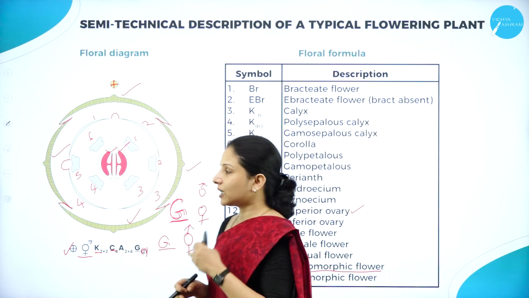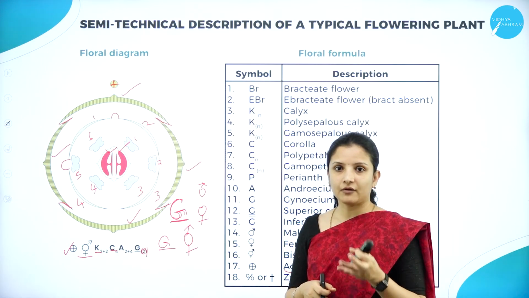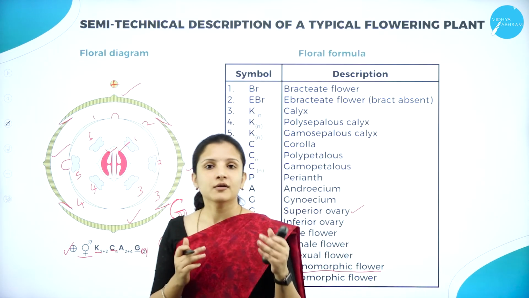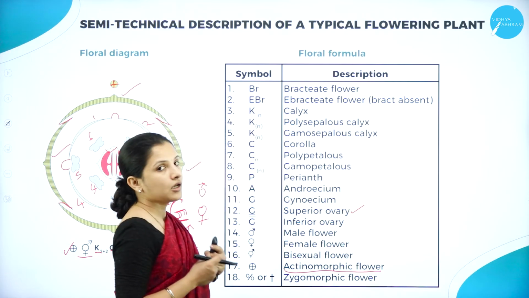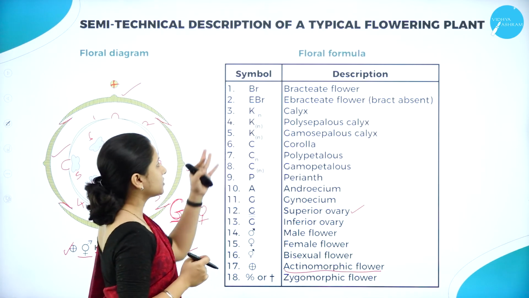Likewise, for other families, say for example, Liliaceae, by looking at the flower, we can draw the floral diagram and then come to a conclusion about the floral formula. So next, moving on to the floral formula, as I told you, there are certain symbols which we have to keep in mind.